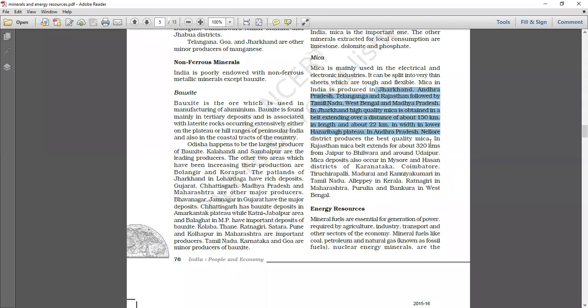The next one, that is, it is also found in राजस्थान. It is also found in Karnataka, in Mysore and Hassan district of Karnataka. Other places also are there. It is also found in Tamil Nadu. Tamil Nadu, if I'm talking about Tamil Nadu, then it is found in Coimbatore, Tiruchirappalli, Madurai, and Kanyakumari in Tamil Nadu. Or if I'm talking about Kerala, Kerala में माइका कहाँ मिलता है? Then it is found in Alleppey. और महाराष्ट्र में कहाँ है? तो रत्नागिरी. और वेस्ट बंगाल में कहाँ है? तो बांकुरा और पुरुलिया. So these are the places or the areas or the regions where the mica is found.